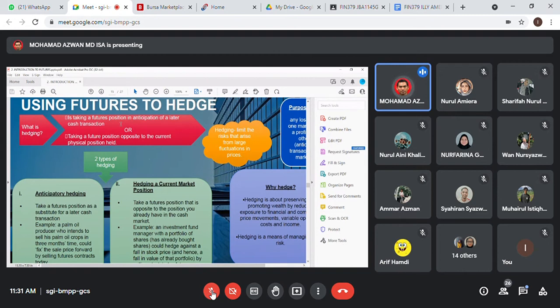Dia macam insurans lah. Katakan you takut anything happen to you later on, so you buy insurance today. Kan? You bayar premium today. Later on, if you have any problem or an accident, your insurance will cover your loss. That's the concept of hedging. Faham tak?